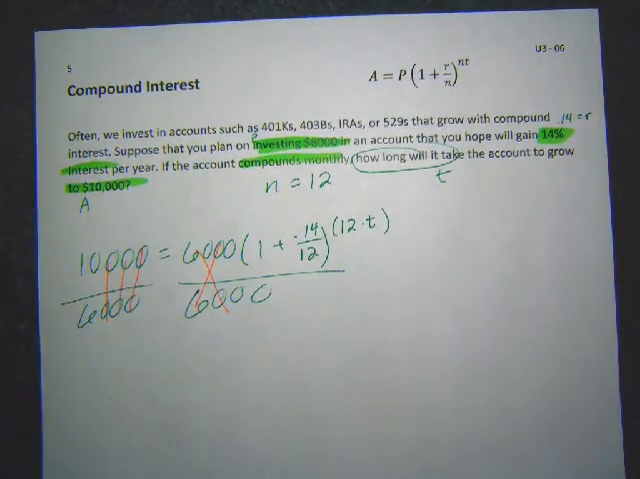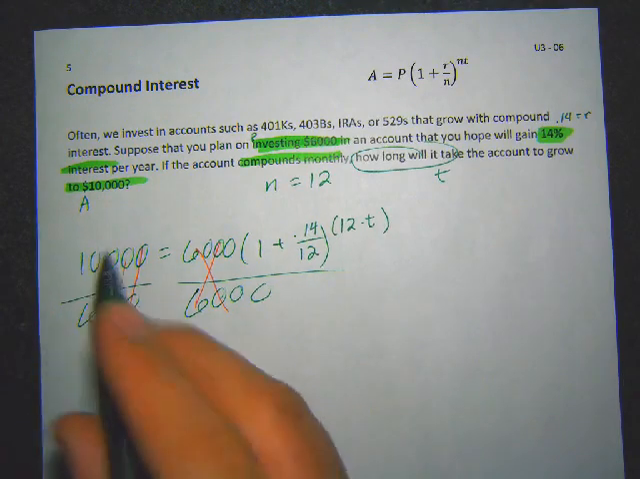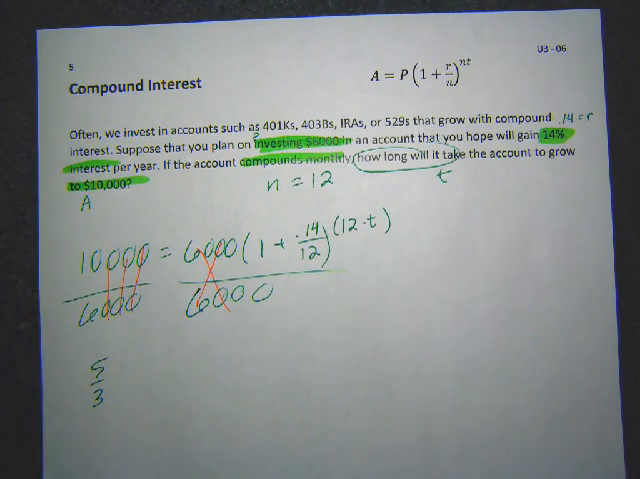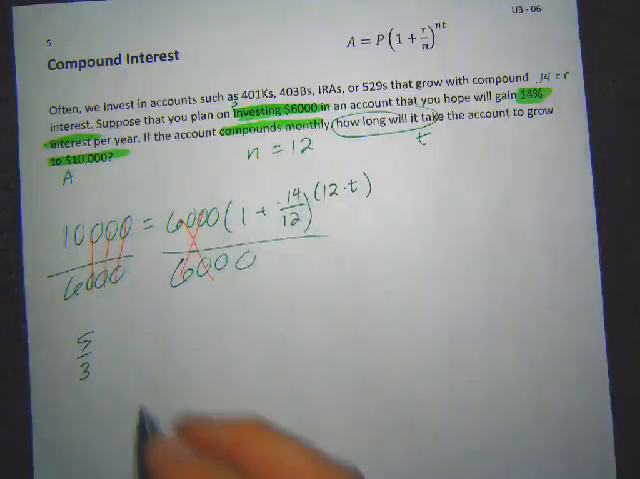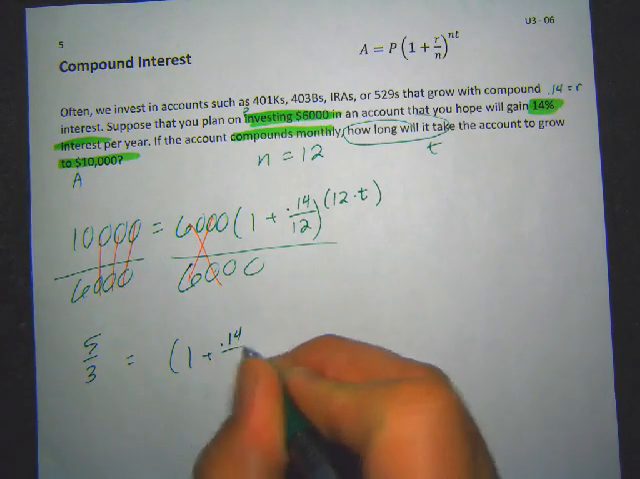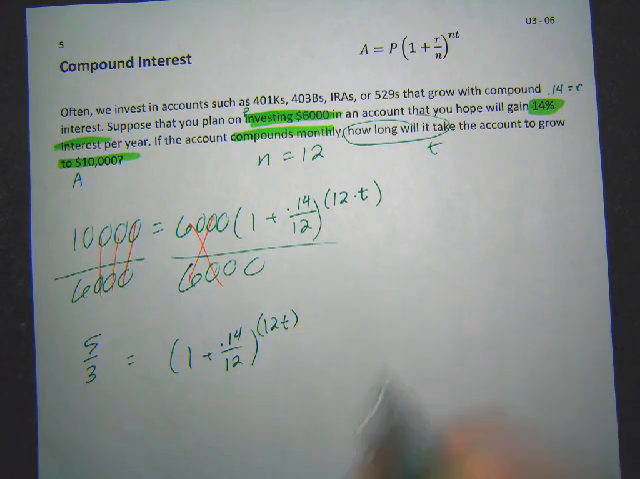So you could write this as 10/6. If you really want to simplify it, you can divide those both by 2 and get 5/3. That's going to be the most simplified that fraction gets. So if you want to simplify that fraction to 5/3, you can. Over here, we still have 1 plus 0.14 over 12 to the 12t power.